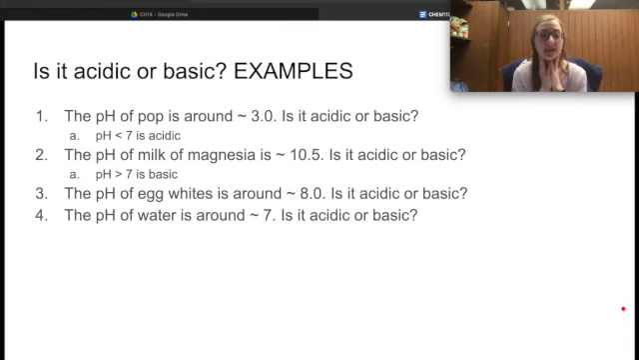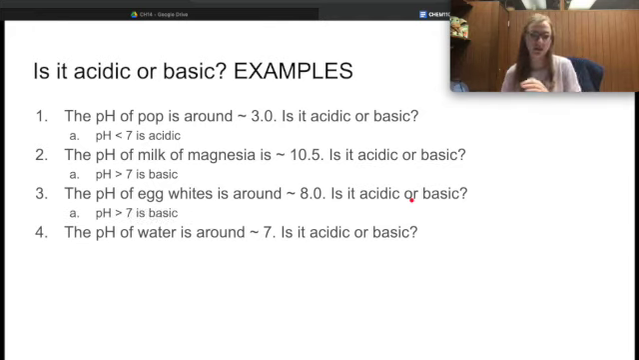Let's go ahead and think about the pH of egg whites. So the pH of egg whites is approximately 8.0. Is this acidic or basic? Think about it in your head, settle on your final answer. If it has a pH greater than 7, it's going to be considered basic.